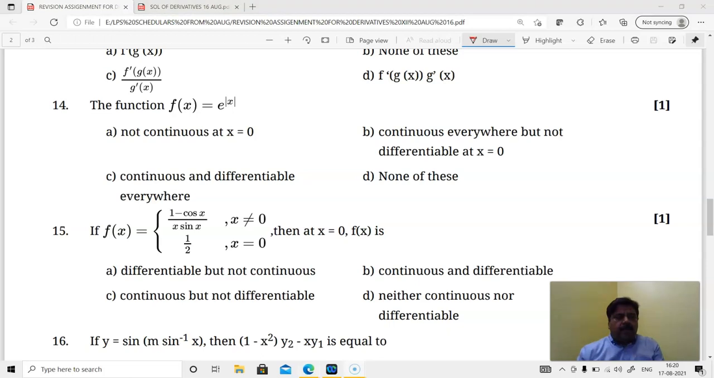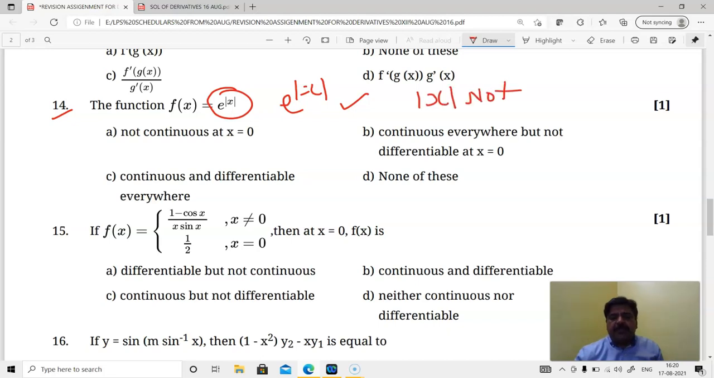Now here in the 14th question we have been given a function of function. Instead of e to the power x we have been given e to the power mod x. Now this e to the power mod x is continuous, but it is not differentiable, for a simple reason. It is continuous everywhere, but not differentiable.